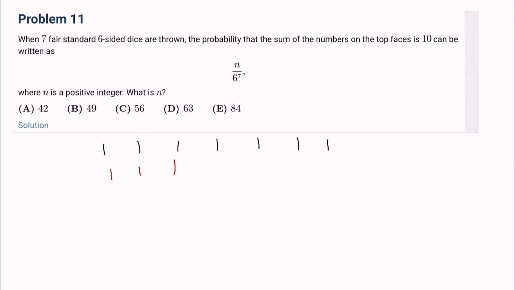Or we can add it like this, right? To make it 3, 2, 1, 1, 1, 1, 1. Or we can just add 3 to one die, so to make it 4 and all the others 1.